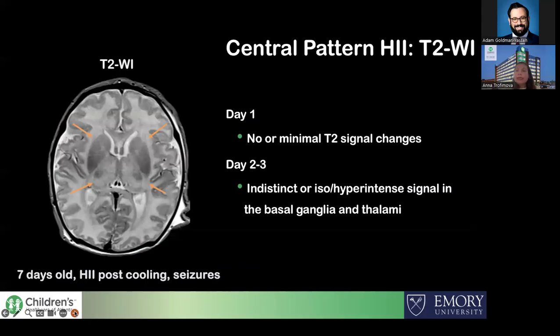In terms of the findings on T2 weighted images at this period, usually what we see early on, somewhere around day 1, is that we may not see any or just very minimal T2 signal changes. And finally, by day 2 or 3, we will start seeing increased signal in the basal ganglia and thalami with indistinct appearance of the structures in that area, including the focal area of hypointensity that's normally expected in the posterior limb of the internal capsule on T2 weighted images.